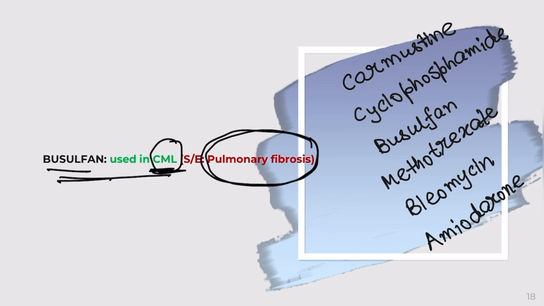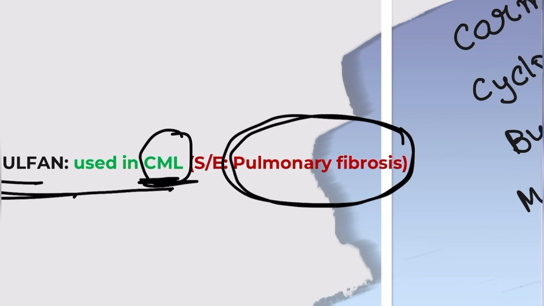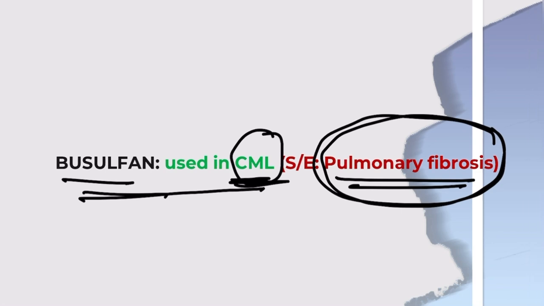Don't take it casually. A side effect of busulfan is pulmonary fibrosis. This is another frequently asked question in Viva or MCQ. Pulmonary fibrosis is caused by busulfan. Okay. Now, my next question is, pulmonary fibrosis is not only caused by busulfan. There are many other drugs.